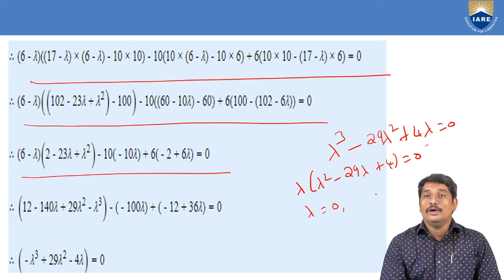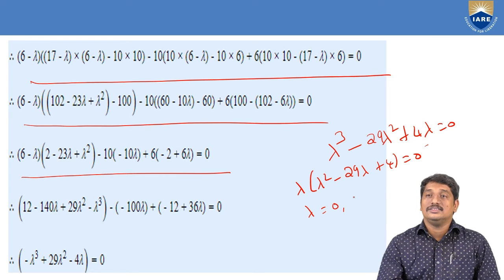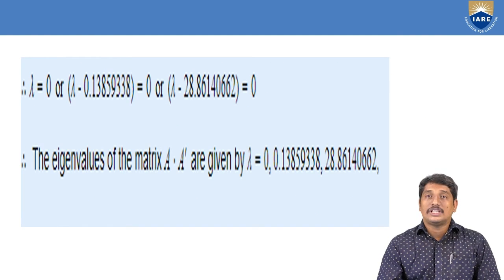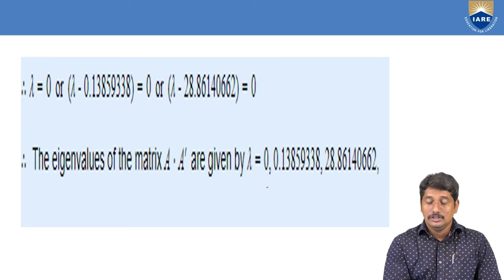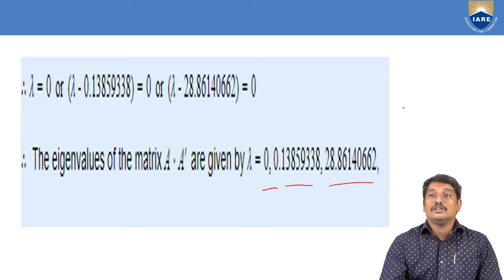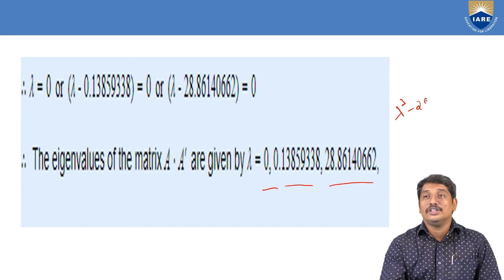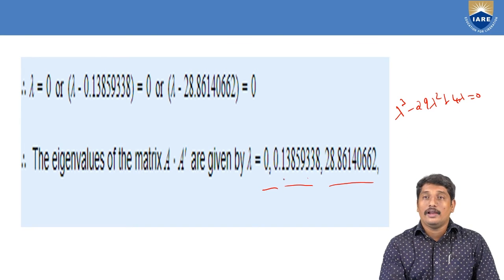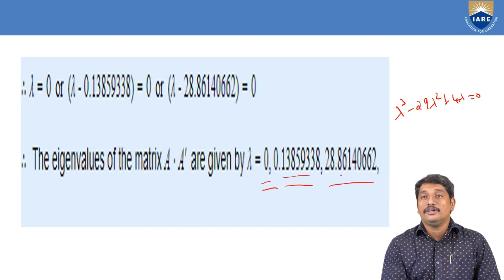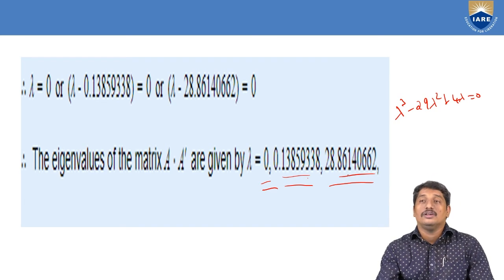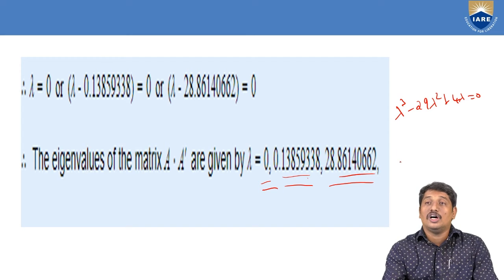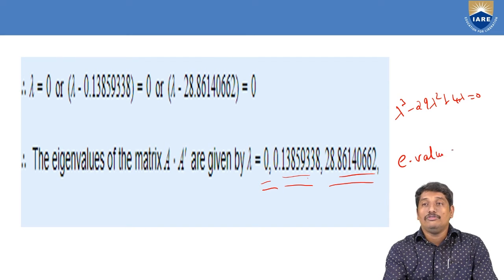Okay, and the two values will be like this. Once you use a calculator, you will get the roots, that is 0, 0.1385, 28.861 something. These are the roots of lambda cube minus 29 lambda square plus 4 lambda is equal to 0. Okay, these are the eigenvalues of A into A transpose.